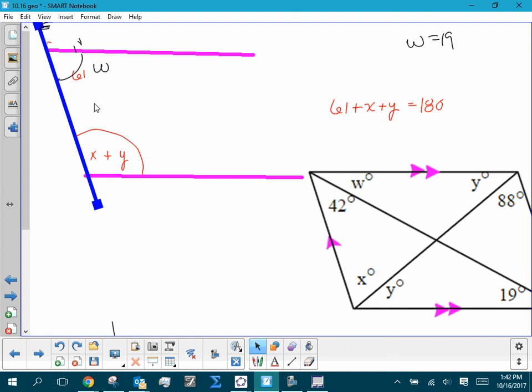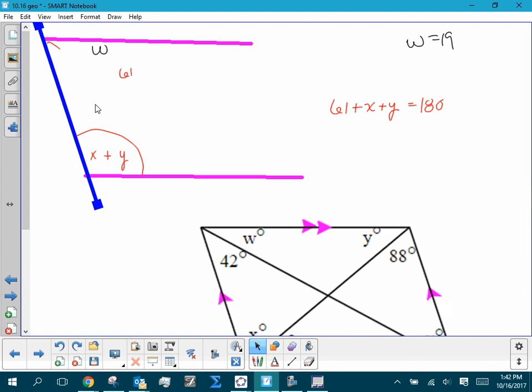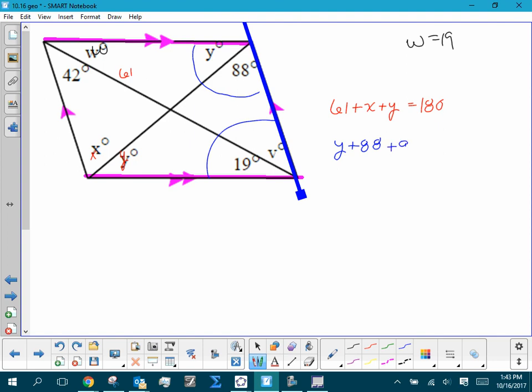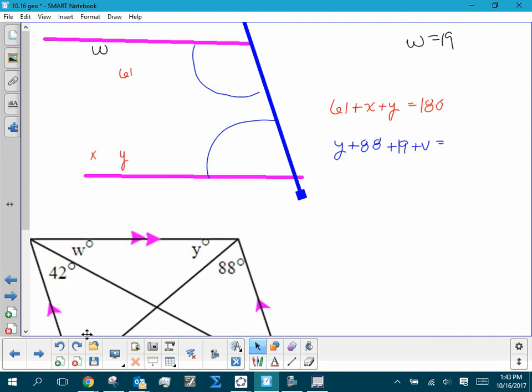Looking back to this, maybe I can set up the equation that now y plus 88, plus 19 plus v. Again, if I move the picture out, those two angles are same side interior, so they should be supplementary. So I get that equation as well.